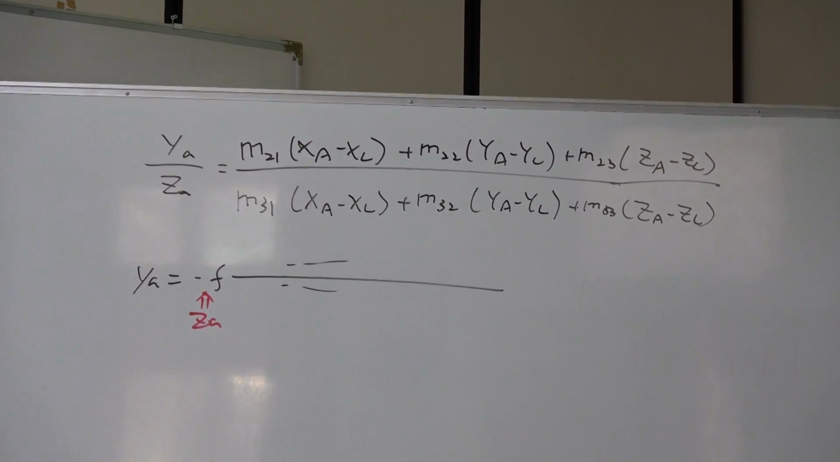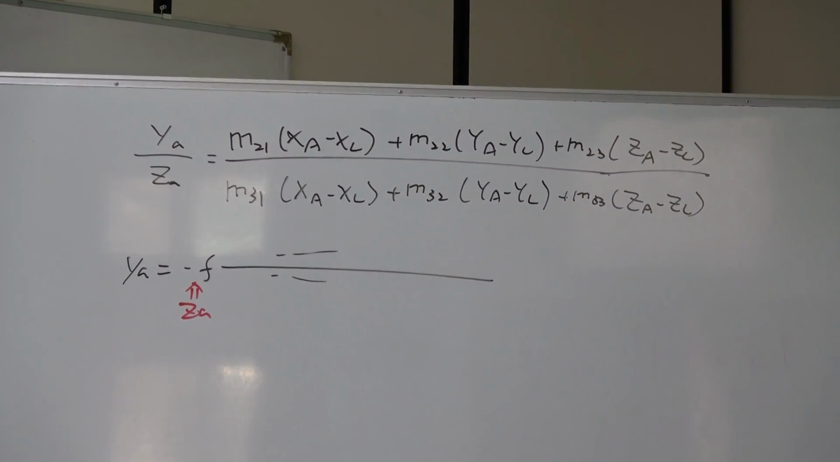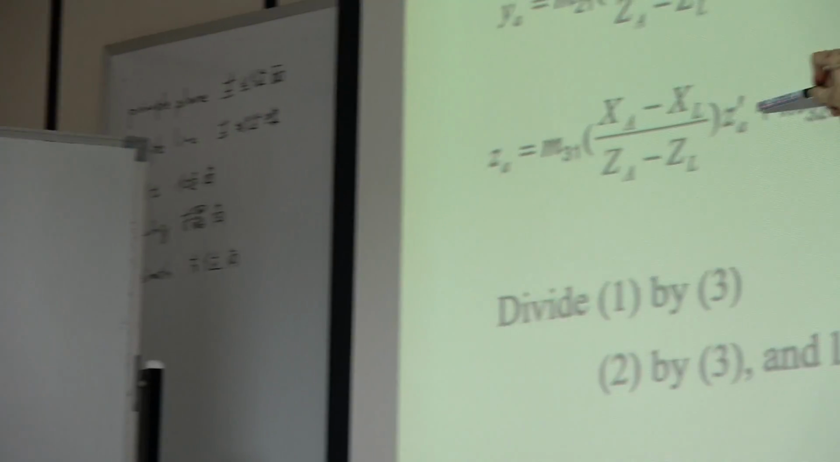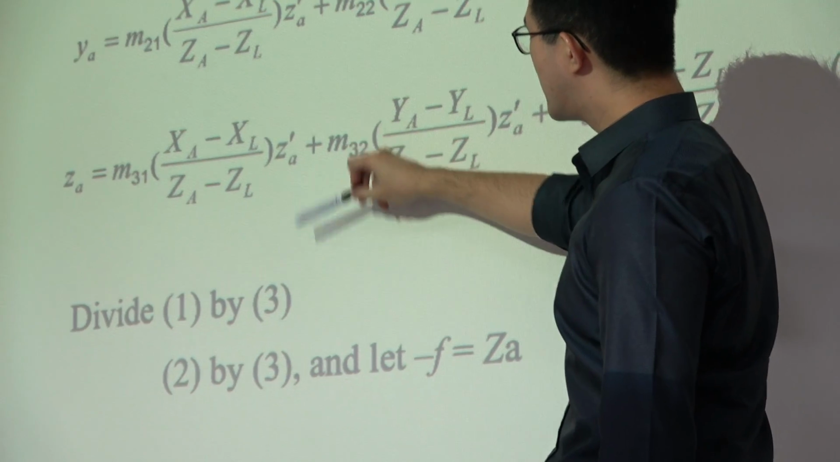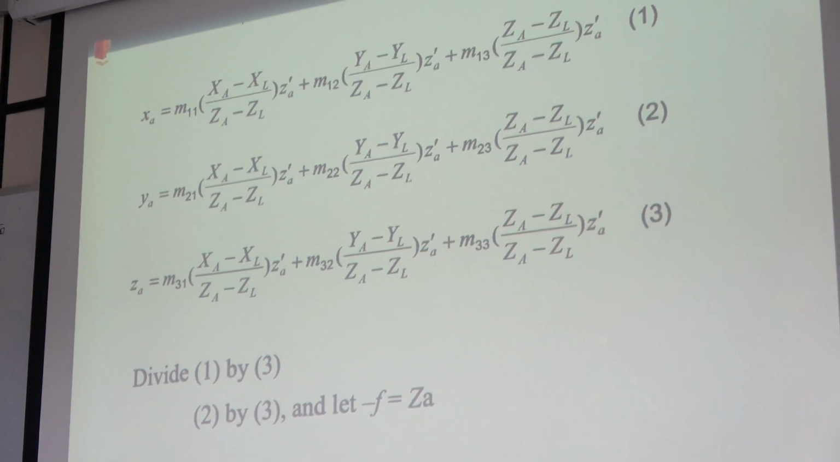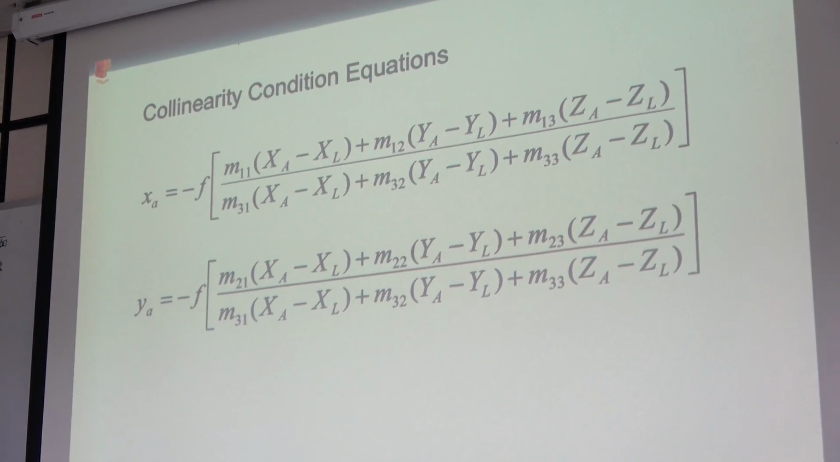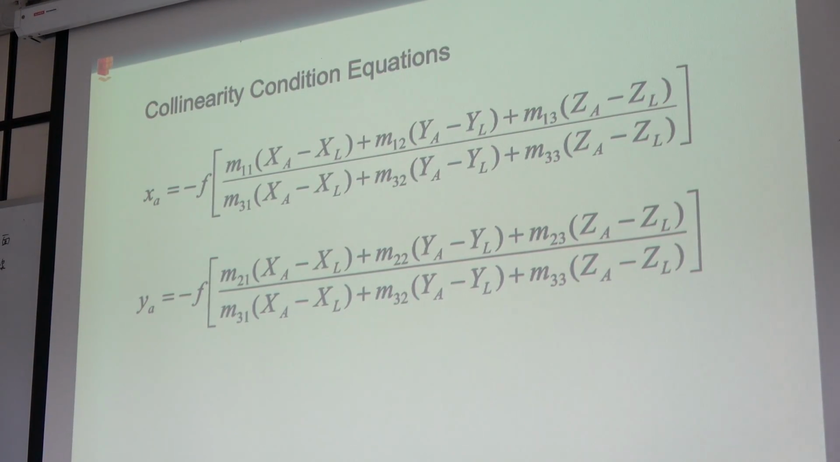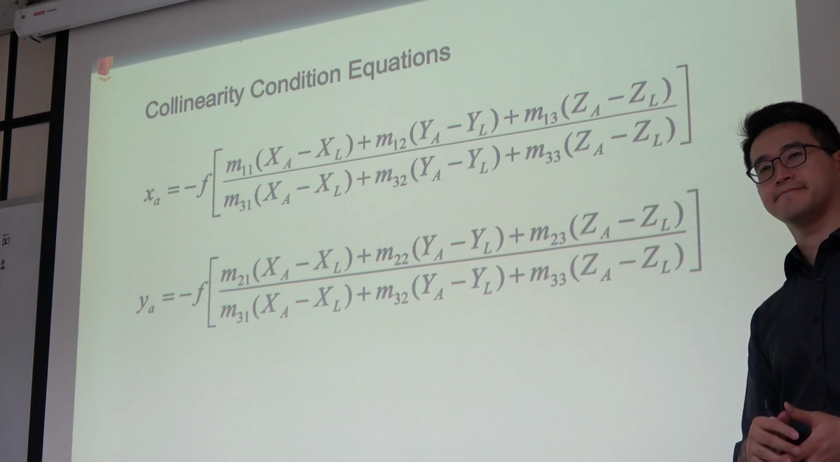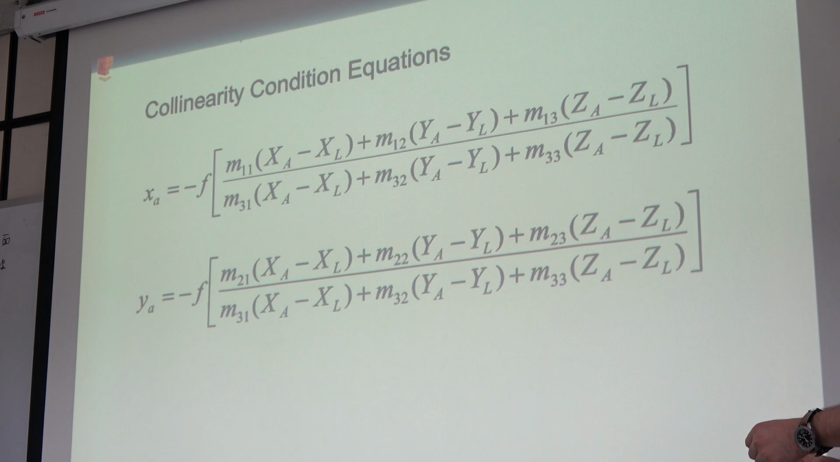Okay, so basically what I'm trying to say over there is this. Divide the first equation by the third one, the second equation by the third one, and then let ZA equal minus f. Then you have the collinearity condition equation. Okay, hopefully you guys can understand that. Any question? Any question so far?